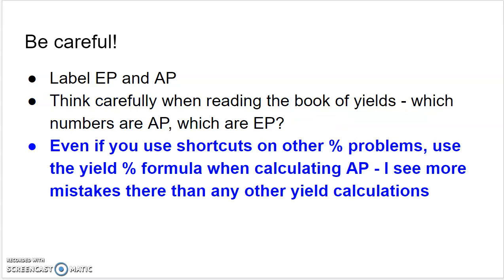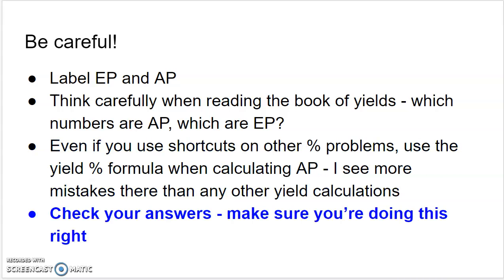Even if you use shortcuts on other percent problems, I'd really suggest that you use the yield percent formula when you're calculating AP quantities. I see a lot of people make mistakes there, so I hate to see you make a mistake with just a simple percent calculation. As you're doing your homework, check your answers and make sure you're doing this right. If you're having trouble with it, you want to find out early and get some help, but not find out after you've done a whole bunch of problems.